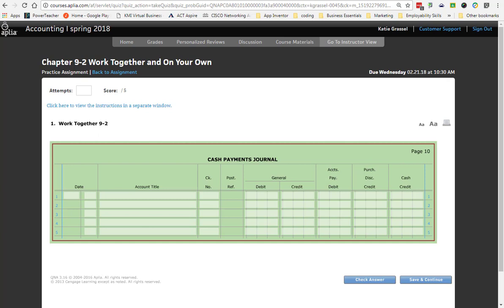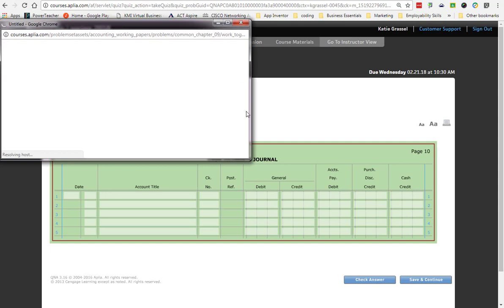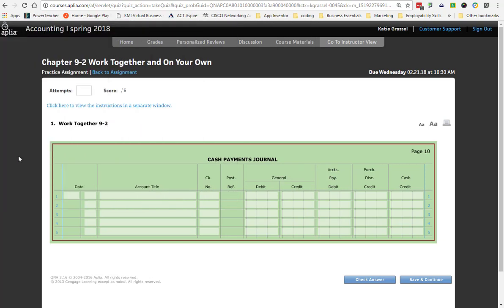So when we look at our directions here for Work Together 9-2, the cash payments journal for Franklin Lumber is given below. I'm going to guide you to the following example. Using the current year, journalize the transactions on page 10 of a cash payments journal. The checks used as source documents are abbreviated as a C. So, transaction October 1st. I'm going to go ahead and get the month on there of October first, that I know. Now I'm going to read the rest of the transaction.